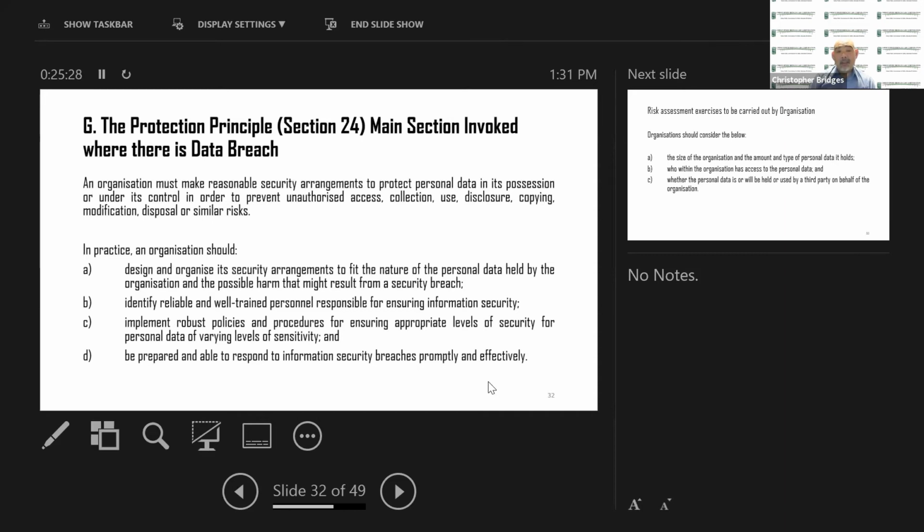So the organization should consider whether you should design, organize its security arrangements to fit the personal data, identify reliable and well-trained person to be responsible for ensuring information security, implement robust policies and procedures for ensuring appropriate levels, be prepared to respond to information security breaches promptly. Now, essentially, these duties A to D should be within the purview of the data protection officer that has been appointed under the PDPA.